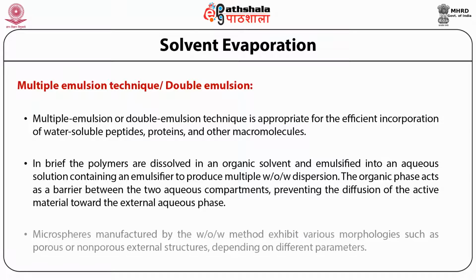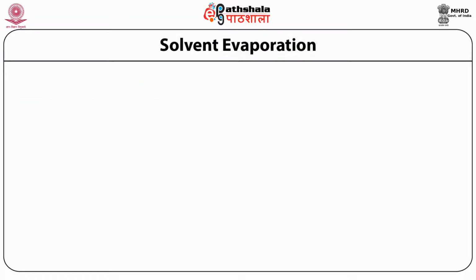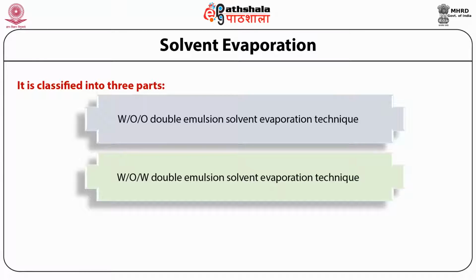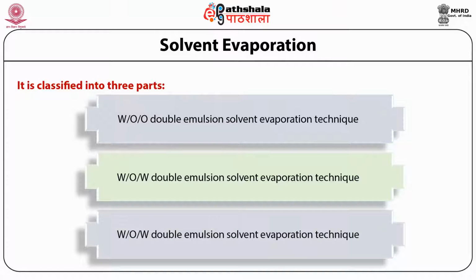So we can have two materials dispersed in two different phases, and we can prevent their interaction. Now microspheres manufactured by the water in oil in water method exhibit various morphologies, such as porous or non-porous external structure, depending upon the different parameters. They are classified into basically three different types of techniques: water in oil in oil double emulsion solvent evaporation technique, water in oil in water double emulsion solvent evaporation technique, and water in oil in water double emulsion solvent extraction technique. So there are three different techniques which are used in this method.